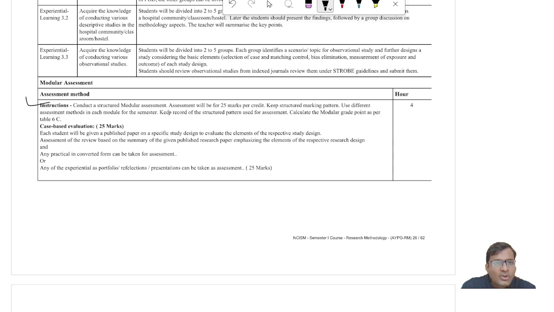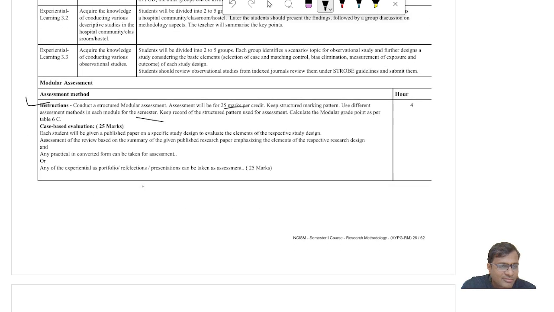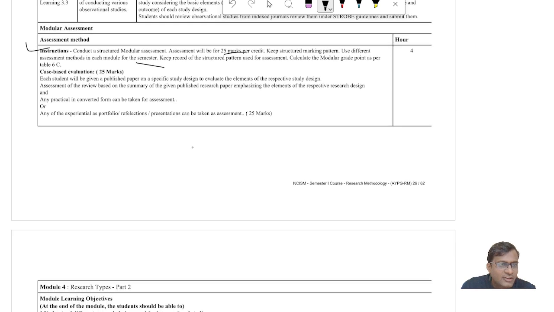Instructions: conduct a structured modular assessment. It will be for 25 marks per credit, and different kinds of assessment methods in each module for the semester will be used. Different methods means whether you are using multiple choice questions or long answer questions, or you are simply taking viva oral questions. So case based evaluation, problem based evaluation, or any practically given situation. Different kinds of methods should be applied for the formative assessment.